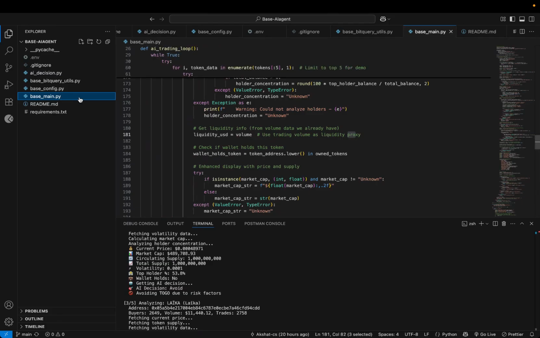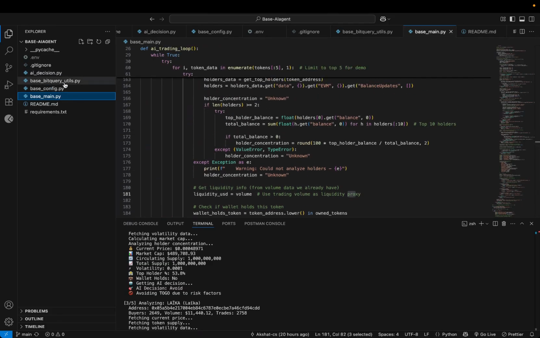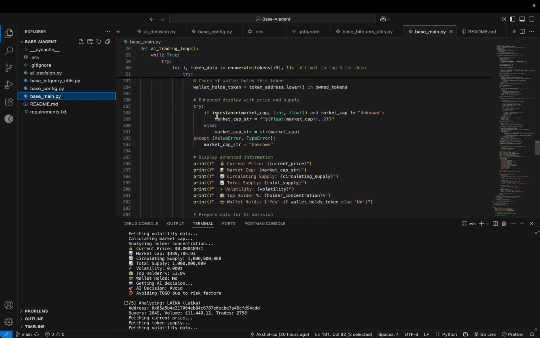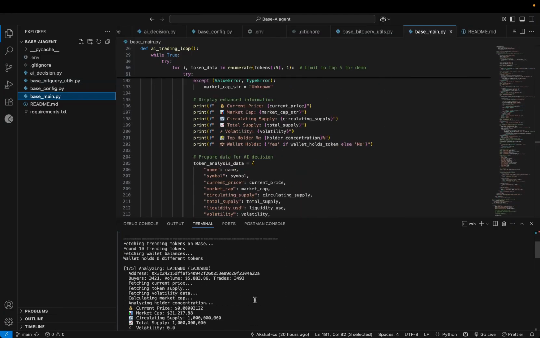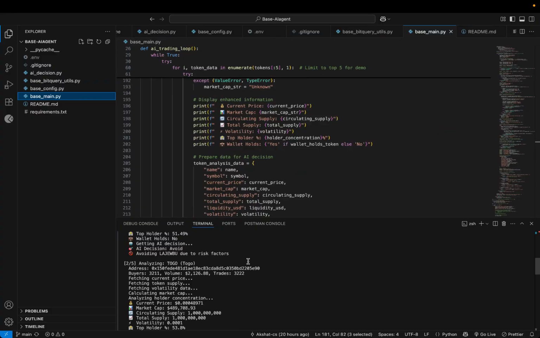And this is the main file through which we integrate all of these Bitquery utils and the AI decision. Then we run the file and we can see the data here and the AI making the decisions whether we should buy, sell, or hold the token. So this was the video on how to build a Base on-chain AI agent using Bitquery APIs.